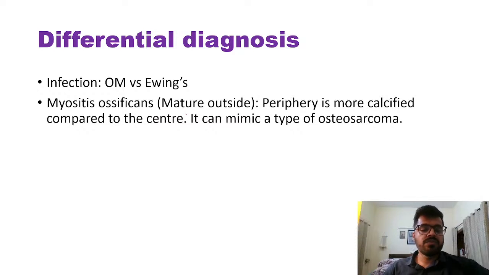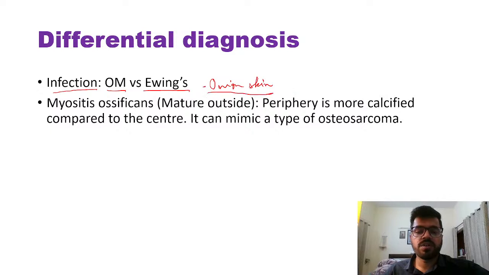So we come to differential diagnosis. Infection. We can easily confuse osteomyelitis with Ewing sarcoma since both have onion skin periosteal reaction, and Ewing sarcoma can present with fever and raised ESR.